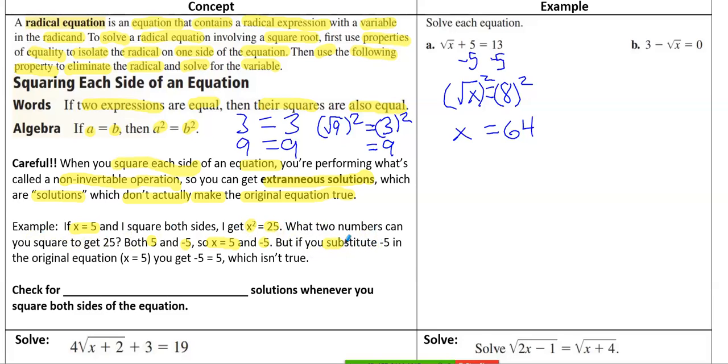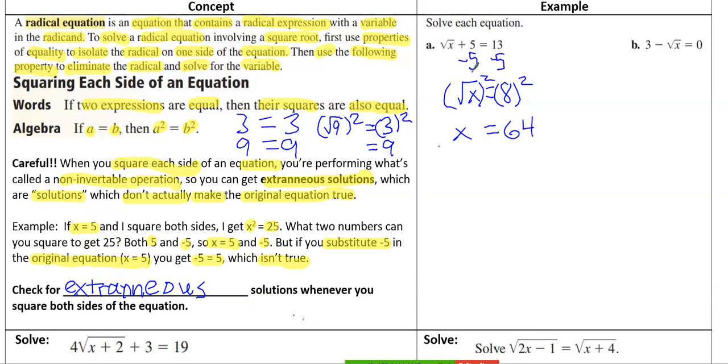But if you substitute -5 in the original equation, which was x equals 5, you get -5 equals 5, which isn't true. Whoa! While x equals 5 is true, x equals -5 isn't true. That solution, in quotes, which isn't true, is an extraneous solution. So look at this really important sentence right here. Check for extraneous solutions whenever you square both sides of an equation.